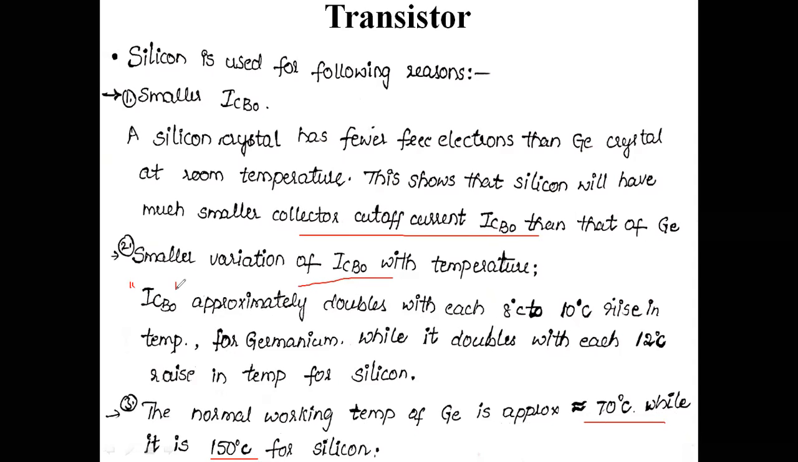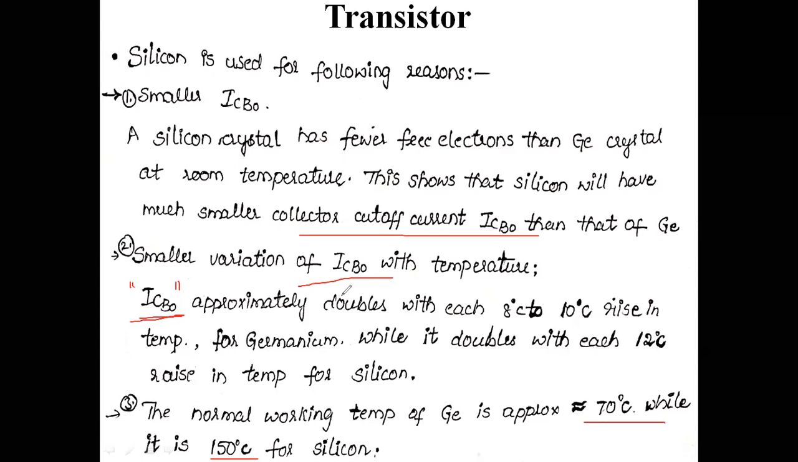What does this ICB naught mean? Just like the reverse saturation current, we will come across this term in the forthcoming discussions. Germanium's current doubles for every 12 degrees rise in temperature, so it varies like that. That means the silicon crystal is more stable with respect to germanium. First point: silicon is more stable with respect to temperature.